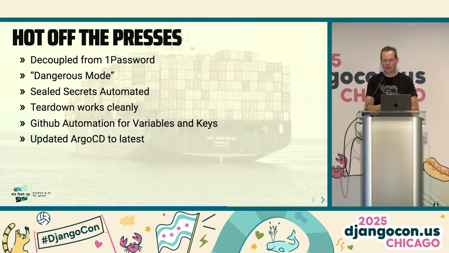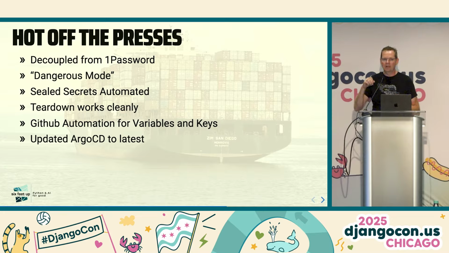Then we've got GitHub automations now. Prior, we were doing a little more ClickOps, going into the console and changing a few things around here and there and getting environment variables set up in the CI pipeline. That's all been automated with the GitHub command line tool. And we've also updated Argo CD to the latest version of it.